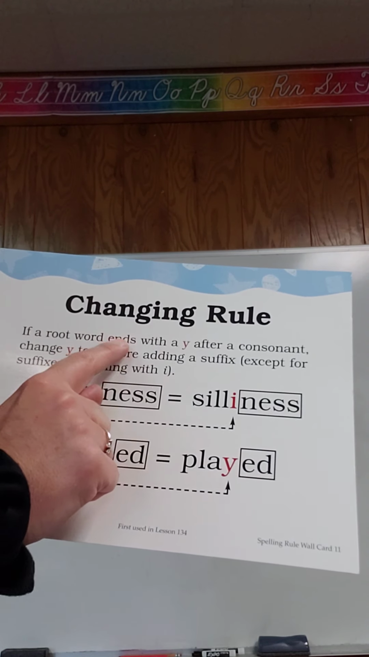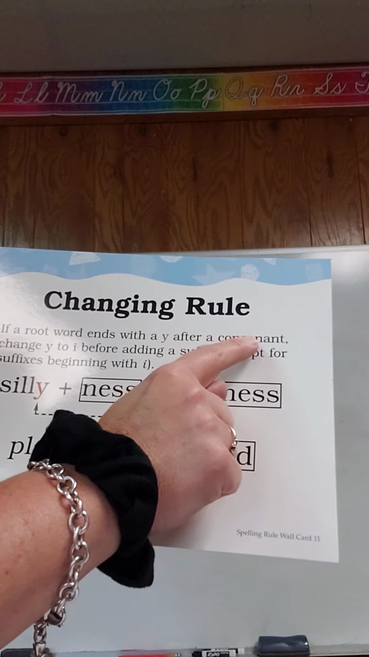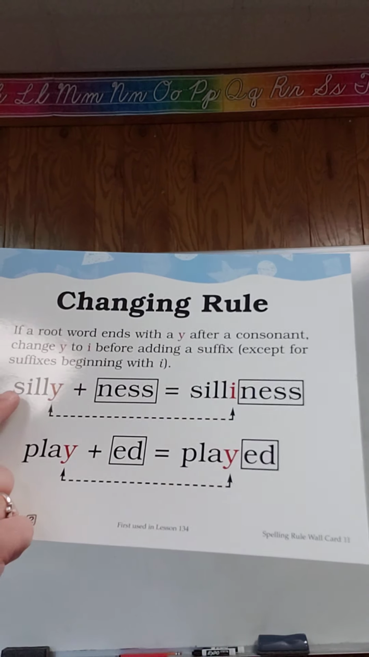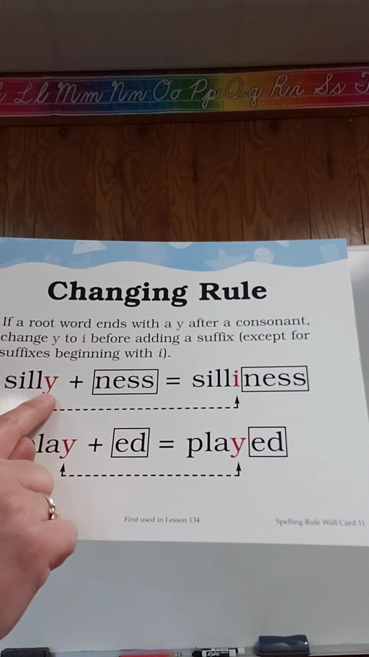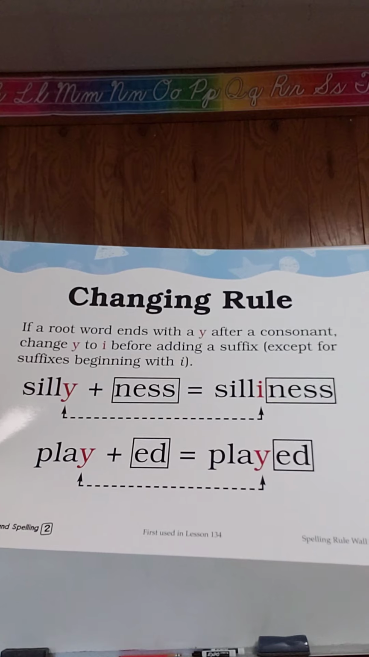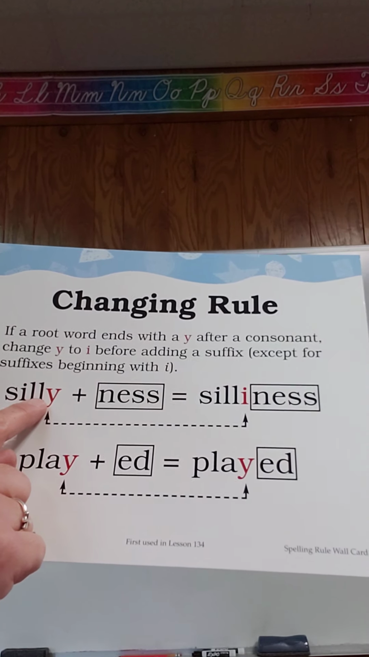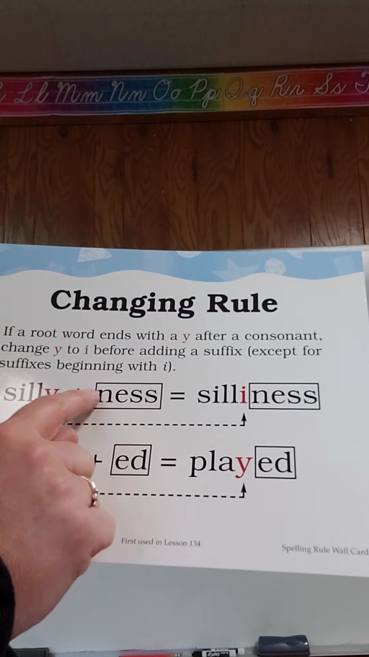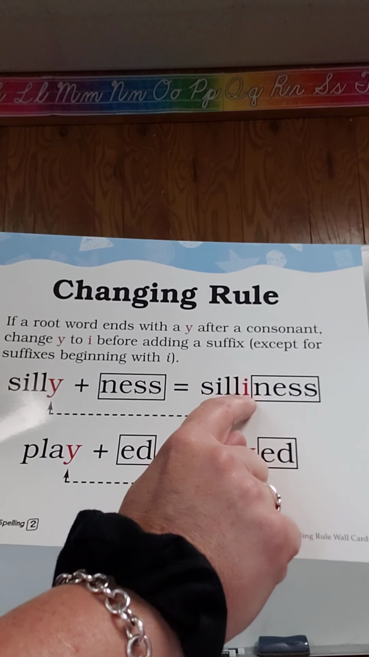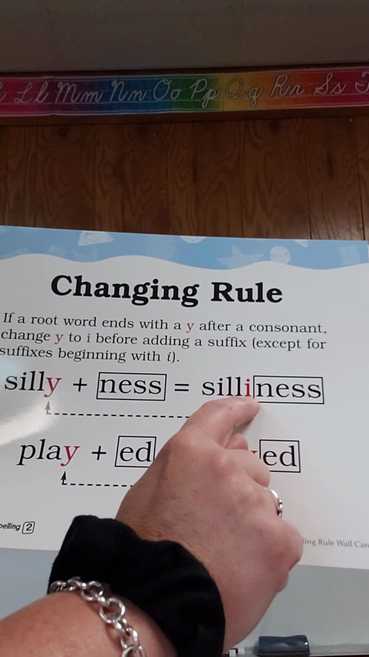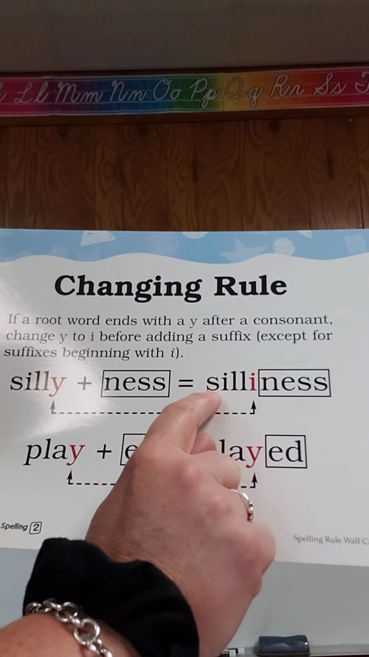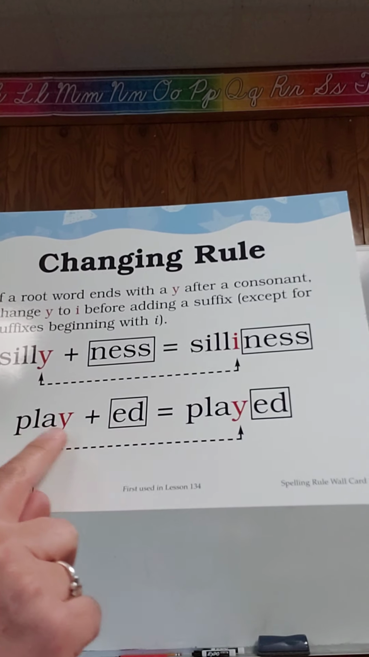If a root word ends with a Y after a consonant, change Y to I before adding a suffix. So let's take a look at this first. When you have silly, does this Y come after a consonant? Yes, it does. It comes after consonant L. Before we add suffix ness to silly, we're going to change that Y to an I. All right, so it comes after a consonant, change it to an I. Now we have silliness.